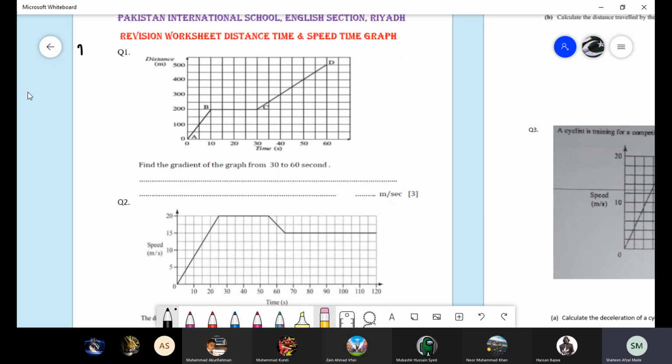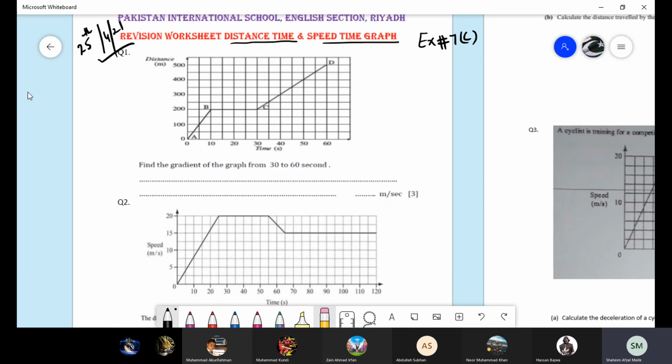Yes, today's date is 25th of April, 2021. This is the revision worksheet of distance, time, and speed and time graph. Distance and time and speed and time graph, exercise number 7C. The first question is there. This is the distance and time graph.